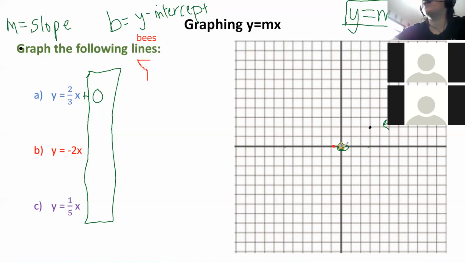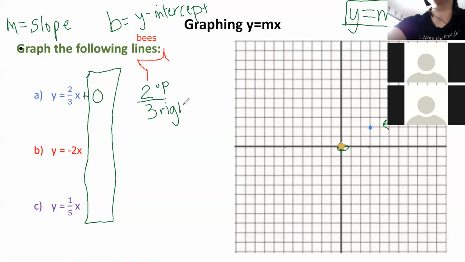Very good. How did they get that? How did they do that? They took the bottom 3, moved that on the x, then took the 2 and went up. Very good. Yeah, that is our slope. That tells us how to move. Okay, so 2/3 is our slope. And Callie, I love how you wrote that. That means from that starting point, you go up 2 and then to the right 3. You will always go to the right.